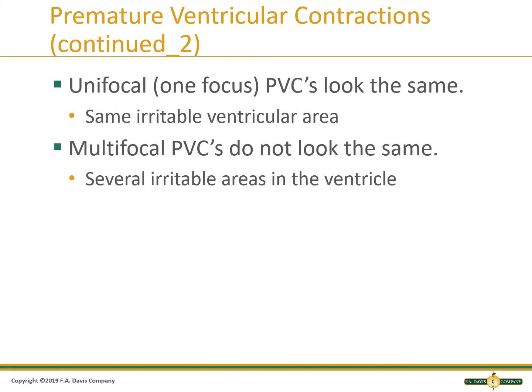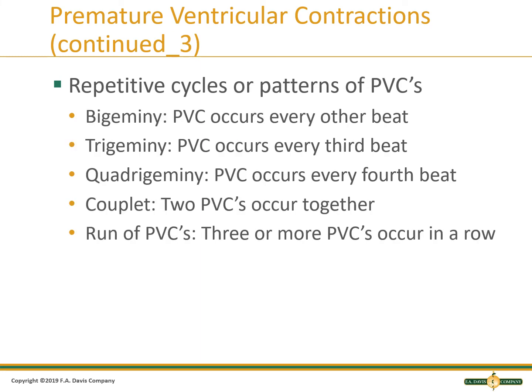PVCs can occur in different shapes. Unifocal PVCs all look the same because they come from the same irritable ventricular area. Multifocal PVCs do not look the same because they are originating from several irritable areas in the ventricle. There can be several repetitive cycles or patterns of PVCs.